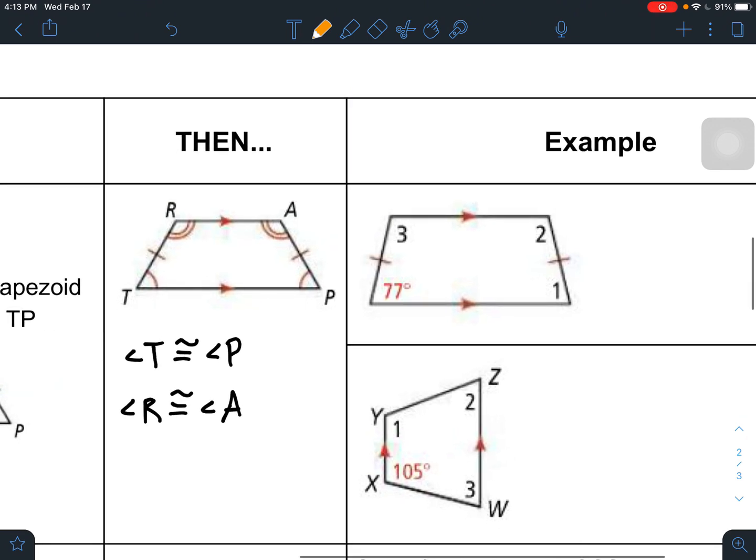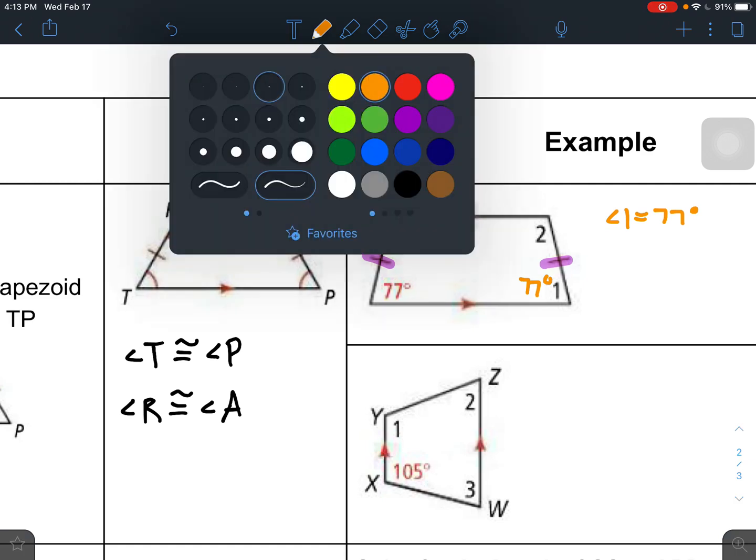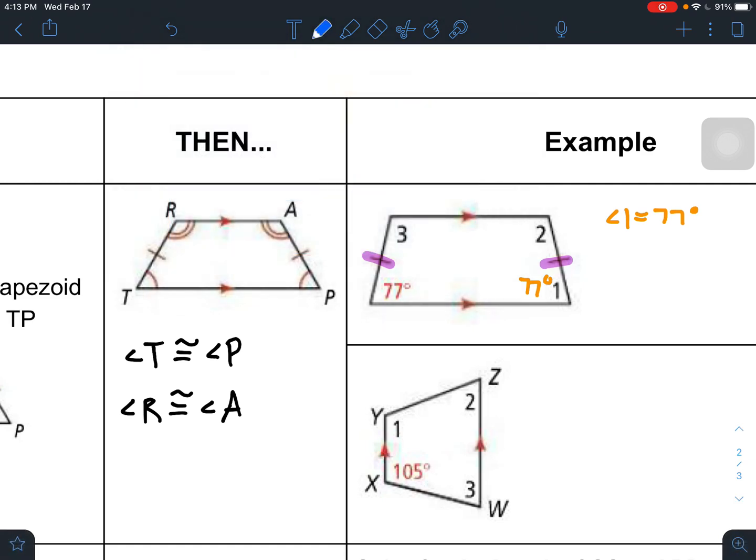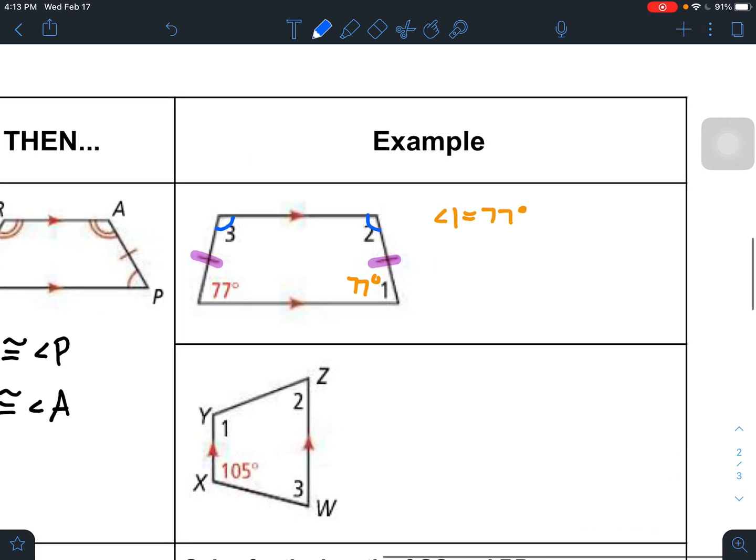Let's look at this first one. I see that this segment is congruent to that one, creating our isosceles trapezoid, which means that since the bottom left base angle is 77 degrees, angle 1 would also equal 77 degrees. Now, we can use different methods to solve for the two on the top. I do know, based on this theorem, that these two angles are congruent to each other. So we could solve for 2 and 3 in a couple of different ways.